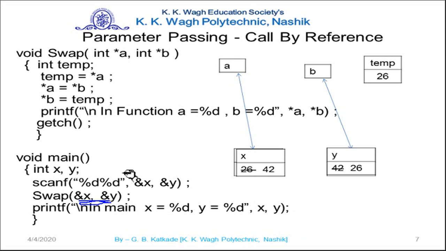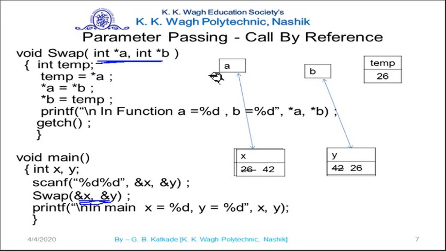So in main, x will have some value, y will have some value. Let us say initially it is 26 for x and 42 for y. x has a different memory location, y has a different memory location. But we call a function swap. For call by reference, the function declaration must also indicate that I am using pointers here. So I am using a as a pointer to integer, b as a pointer to integer.